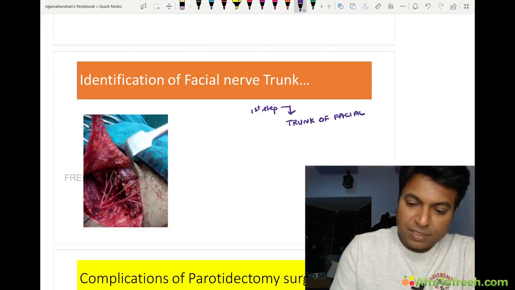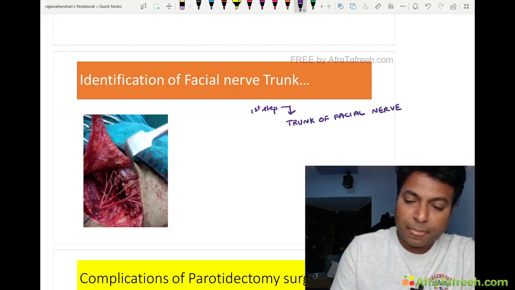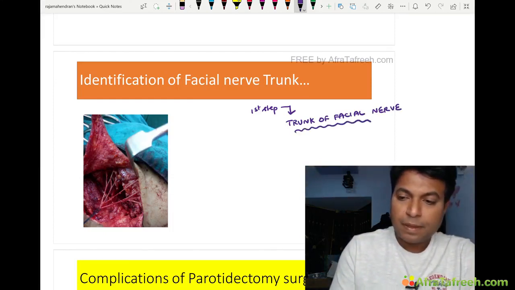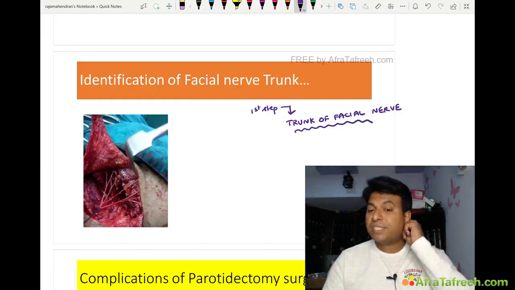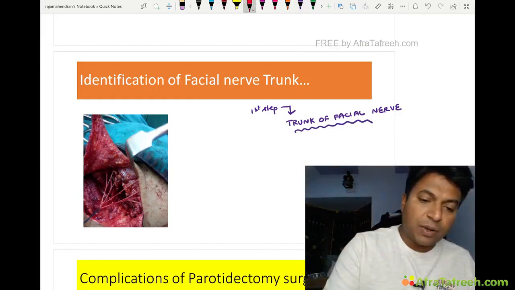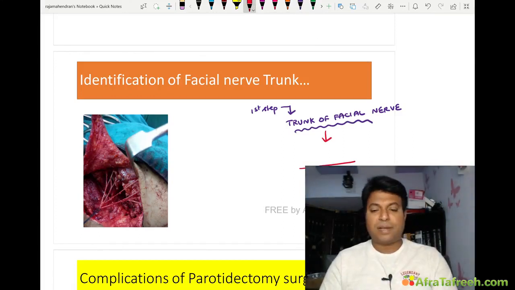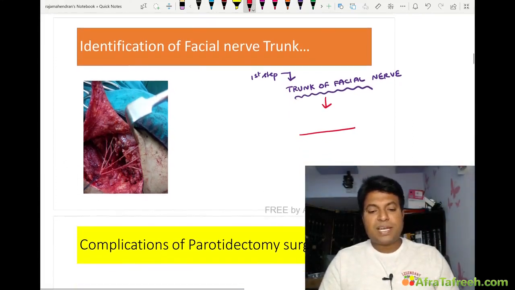So my first aim is to identify the trunk of facial nerve while I am doing surgery. Here the point is, the trunk of facial nerve is identified by dash. That's a question. Can somebody tell me what is the answer for that? So trunk of facial nerve is identified by, how will you identify it?